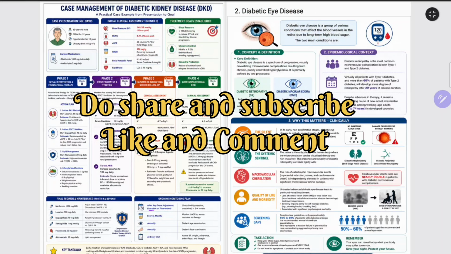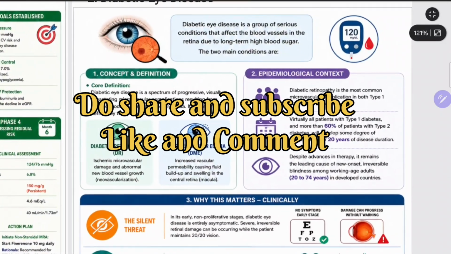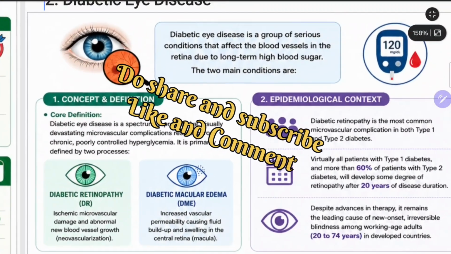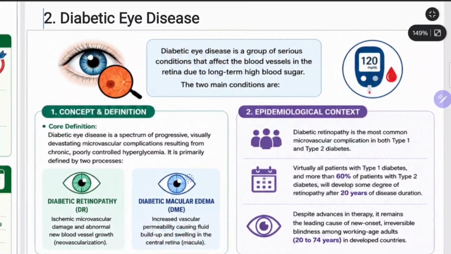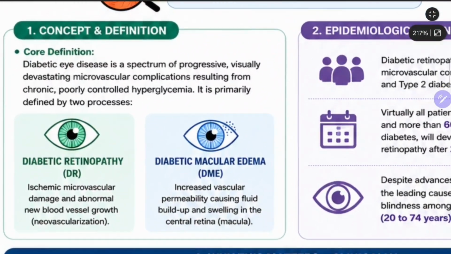Let's discuss a new topic, that's diabetic eye disease. So this is a second chronic complication of diabetes, type 2 diabetes mellitus as well as type 1 diabetes mellitus also. So let's begin with the name of Almighty. First, coming to the concept and definition.